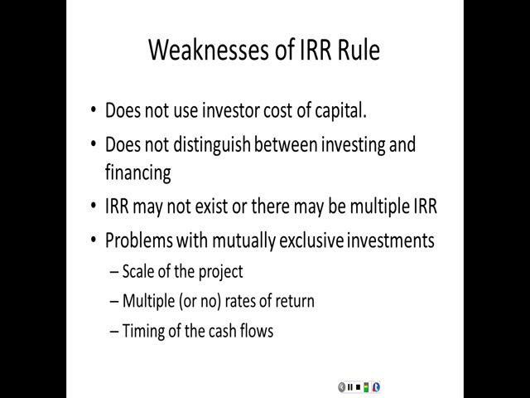Our weaknesses, of course, it doesn't use investor cost of capital. It has trouble sometimes distinguishing if you're the borrower or lender. We'll get into that in a little bit. You may have multiple internal rates of return. And then the key one here, which is what we'll discuss a lot, is the problems with mutually exclusive investments. It can conflict with the NPV rule. That's a problem. And mainly for three reasons: the scale of the project, multiple IRRs, or the timing of the cash flows.